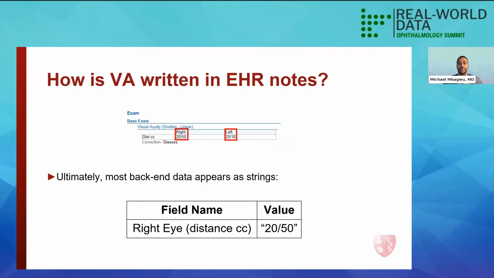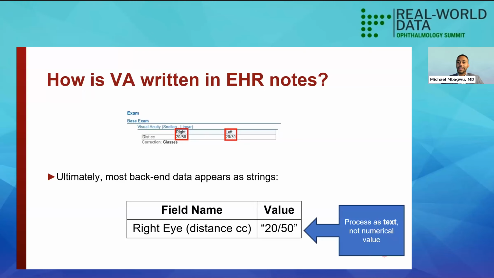So you see a field name that hopefully informs what the data is going to be, and then the value itself, which I've written there in quotes. This brings me to the first point, which is remembering to process all of your data as text instead of a numeric value. If you don't, it will be understood as 20 divided by 50 as opposed to the string that we want.